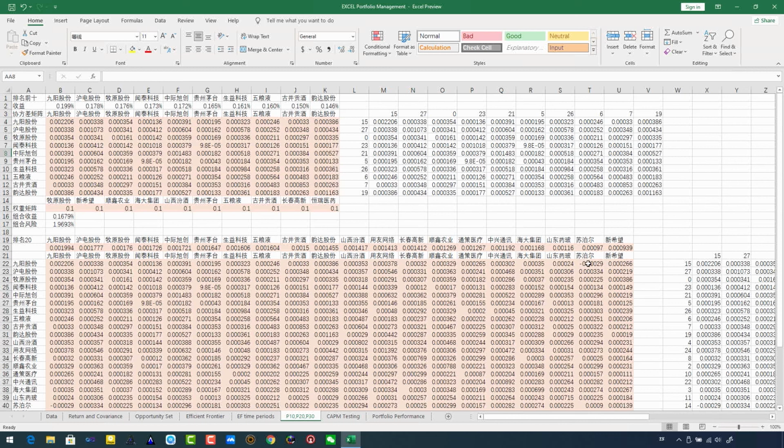So based on these 30 stocks, I want to construct a 10 stock portfolio, a 20 stock portfolio, and also the 30 stock portfolio. And then I want to compare the results based on these three portfolios. Okay, now let's have a look.